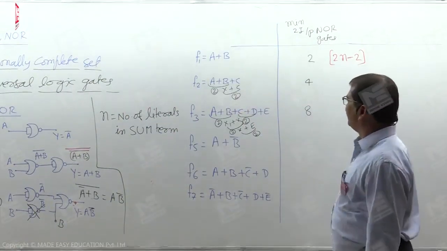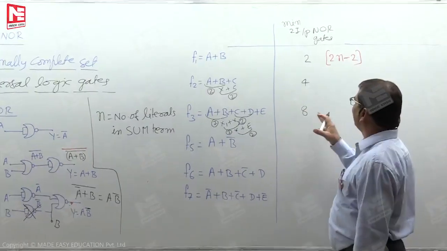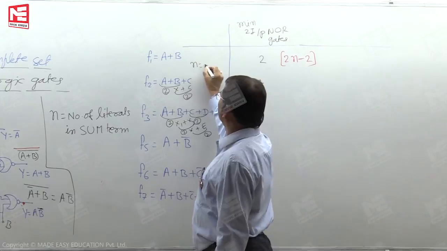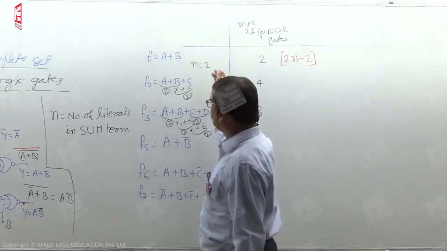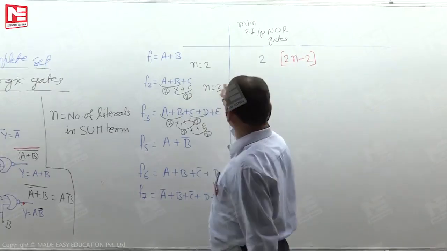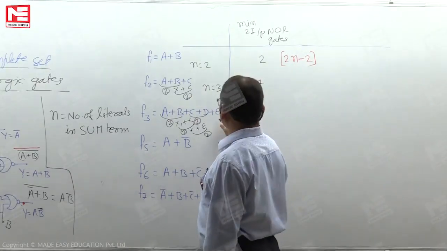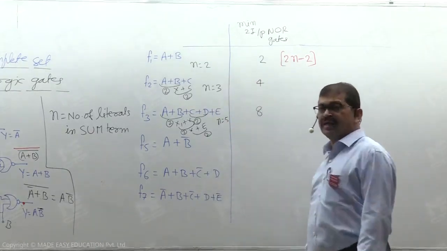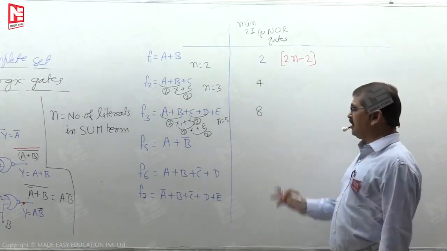So if you look here, n is 2 for the first case. So 2 into 2, 4 minus 2, 2. For the second case, n is 3. So 3 into 2, 6 minus 2, 4. For the F3 case, n is 5. So 5 into 2, 10, 10 minus 2, 8, and so on.